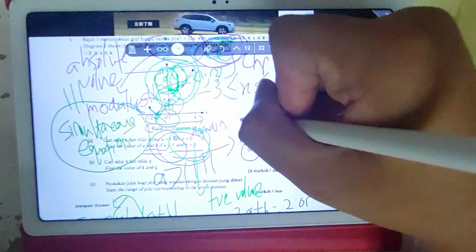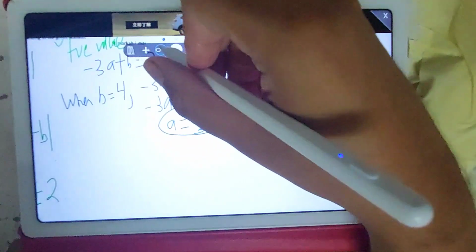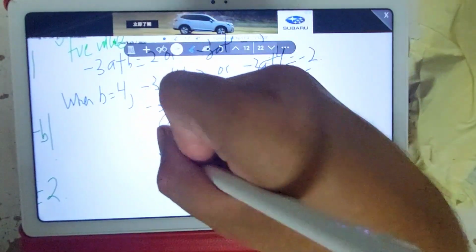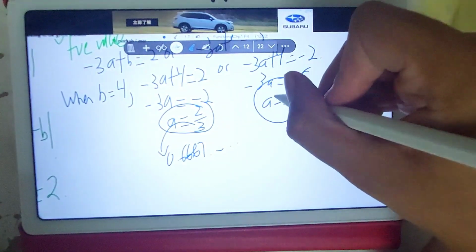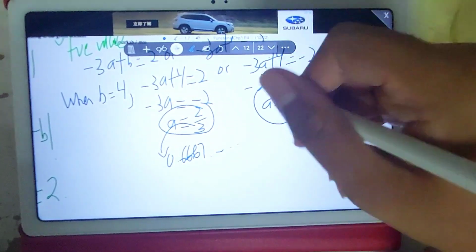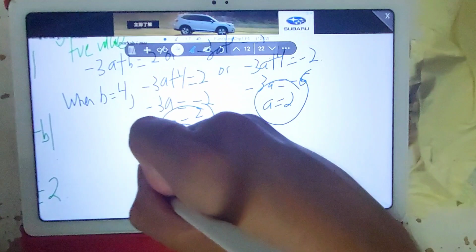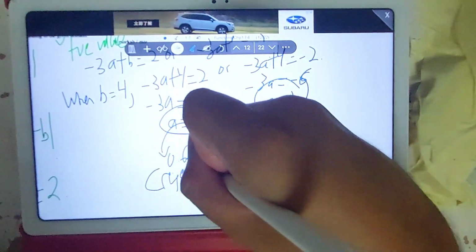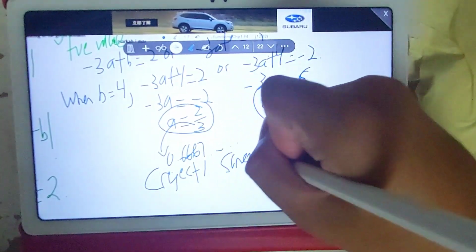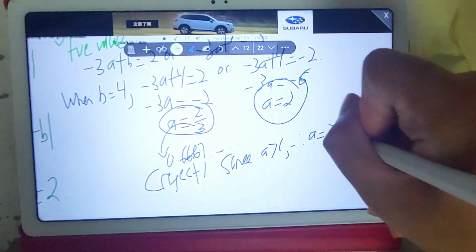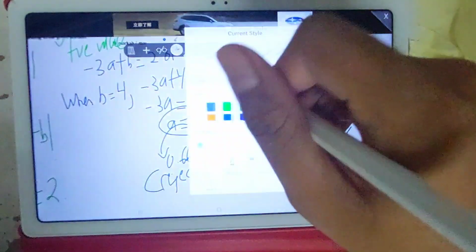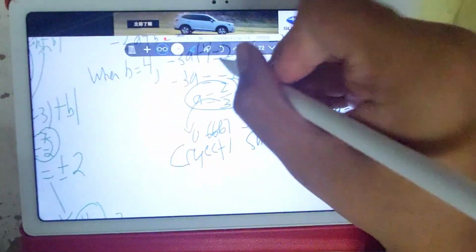So how do you satisfy it? You see the values. This is approximately 0.6667, but this is definitely not greater than 1. So that's why we will reject this. And you can conclude, since a is greater than 1, therefore a is 2. Done.